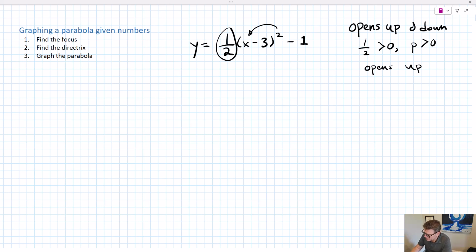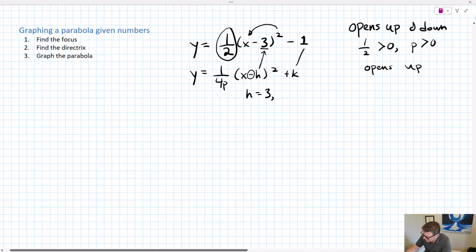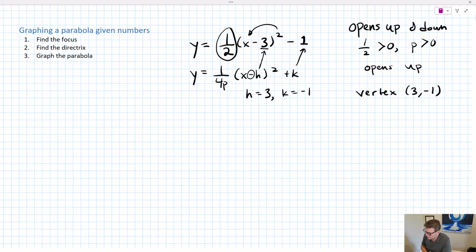Now, what I'm going to do is notice my vertex. If you remember, our general form is y equals 1 over 4p times x minus h squared plus k. So if you notice here, we've got the minus sign and we have h. And so what that means is that h is going to equal 3, and k is -1. So my vertex is going to be (3, -1).